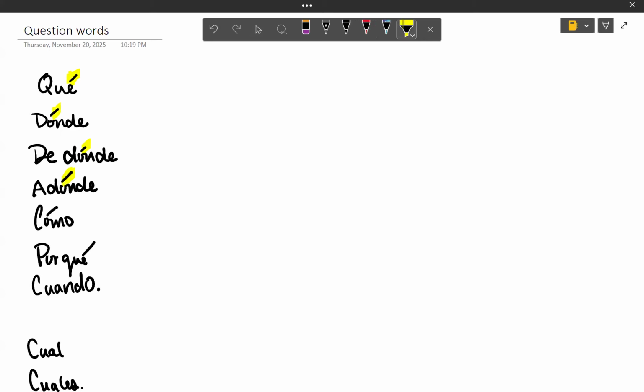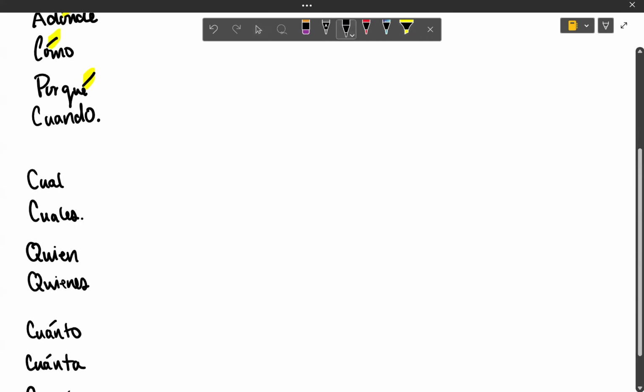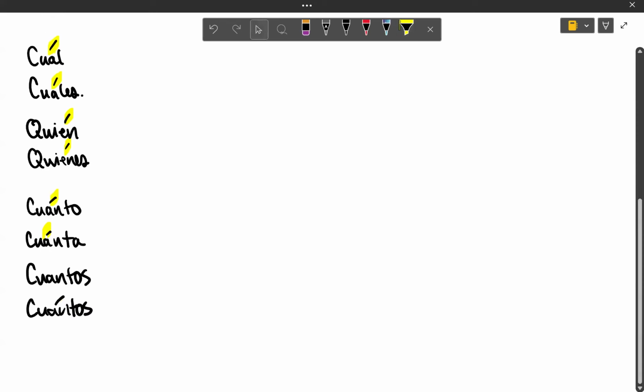And this is very, very important, right? And I broke my own rule down here. Cuál, cuál, quién. All of these, when they're used in a question, they always have an accent. Sorry for being a little bit sloppy there.